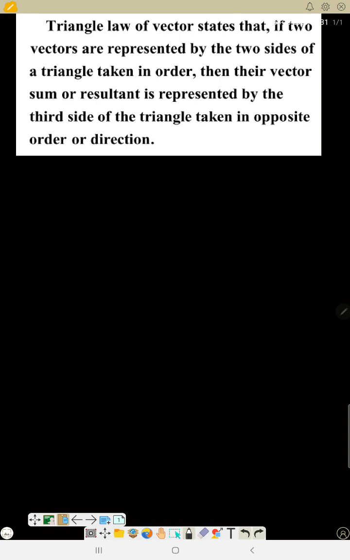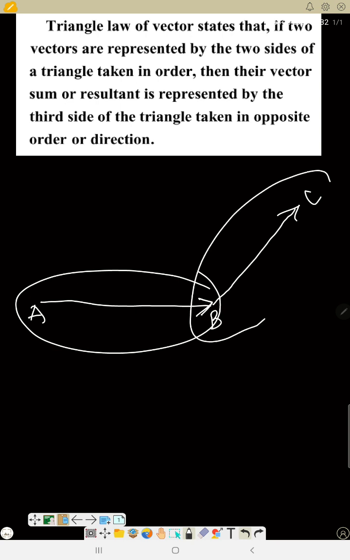Triangle law of vectors says that if two vectors are represented by the two sides of a triangle. Now, I'm representing my triangle as this is one side. See the arrow here to represent a vector. This is another side. So let me call this place A, B, then here is C. So I have two vectors now, vector AB and vector BC.